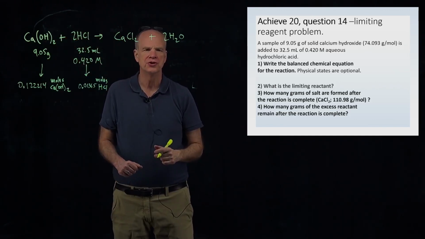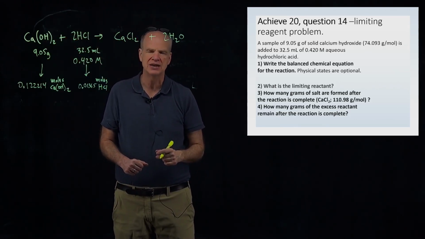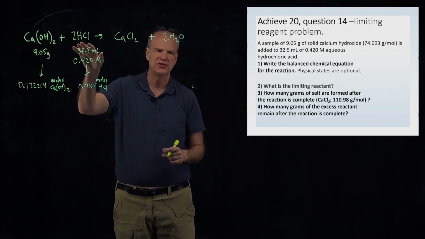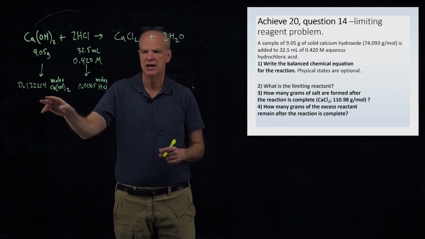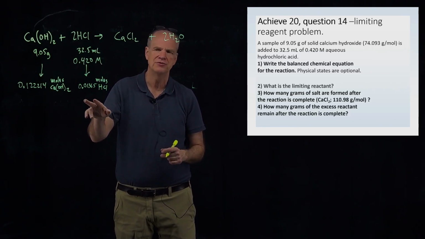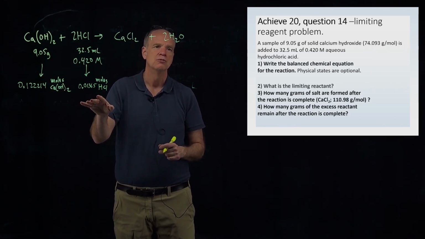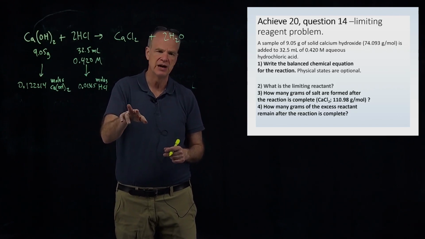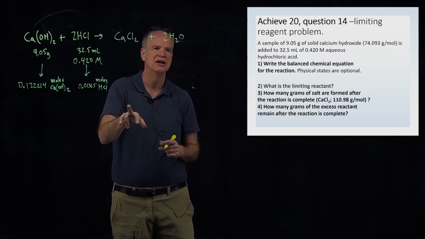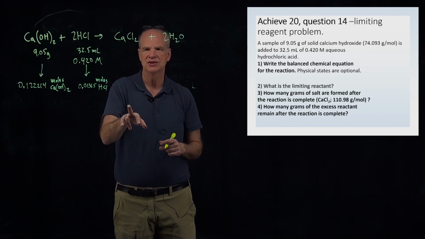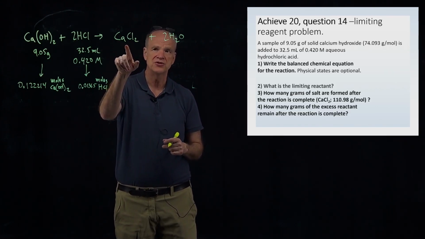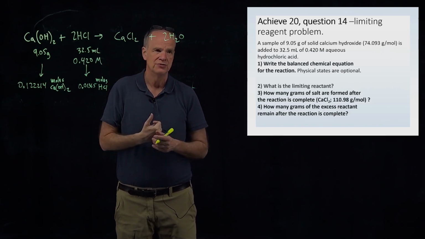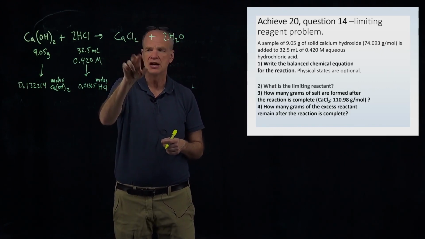Okay, so we're still trying to figure out what the limiting reactant is, whether it's calcium hydroxide or HCl. And so we figured out the moles of calcium hydroxide we have and the moles of HCl. And you have to figure out between these two which one produces the least amount of product. The one that does is the limiting reactant. And so you can choose either calcium chloride or water to figure out how much product you have. I'll just choose calcium chloride.